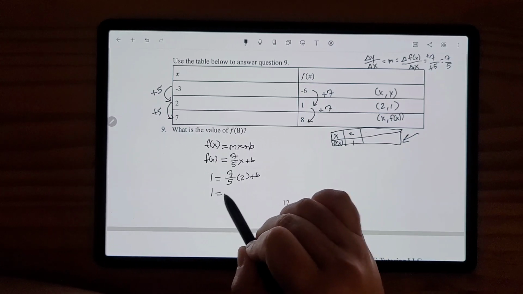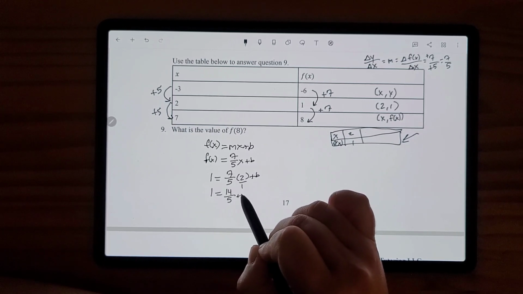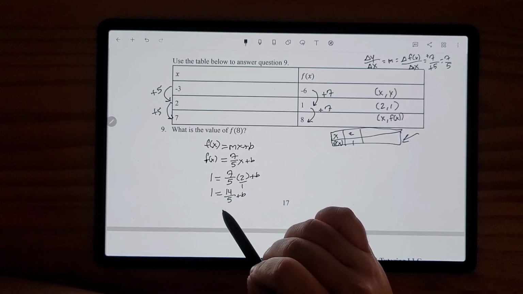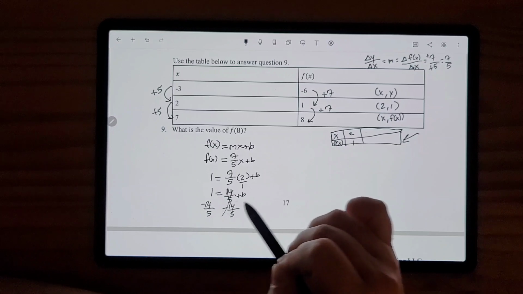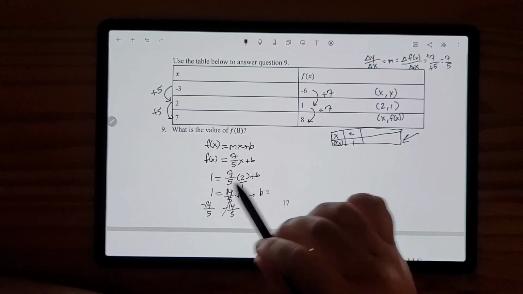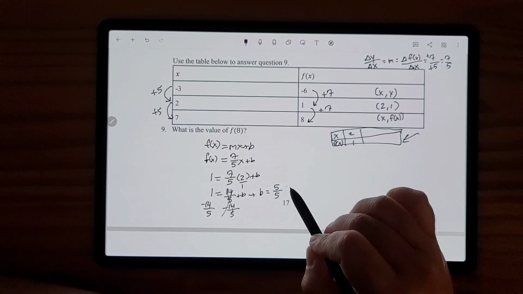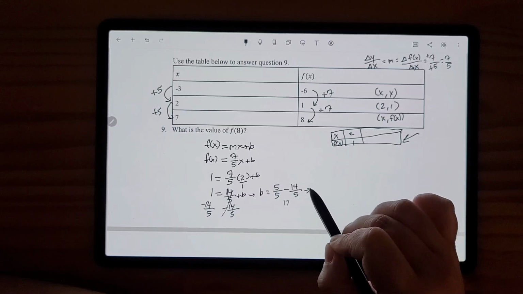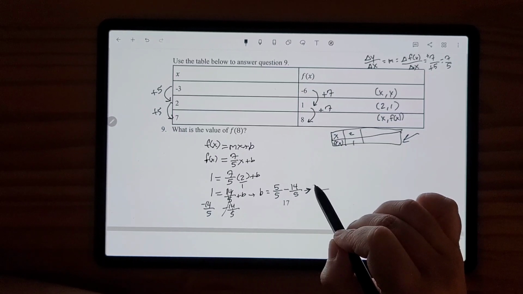So I'm going to say 1 is equal to, 2 is the same thing as 2 over 1. So if I multiply those, it's going to be 14 over 5. And then I just have plus b that I copy over. So to get b by itself, I have to subtract 14 over 5 from each side of the equation. It cancels out here. And then I get b is equal to 1, which turns into 5 over 5 so that we have a common denominator. 5 over 5 minus 14 over 5. So I'm going to keep that common denominator of 5, and 5 minus 14 is going to be -9.